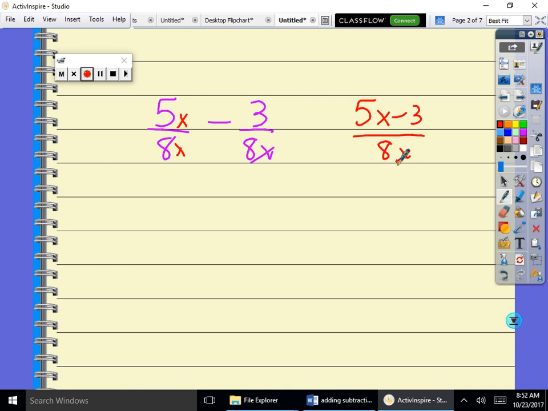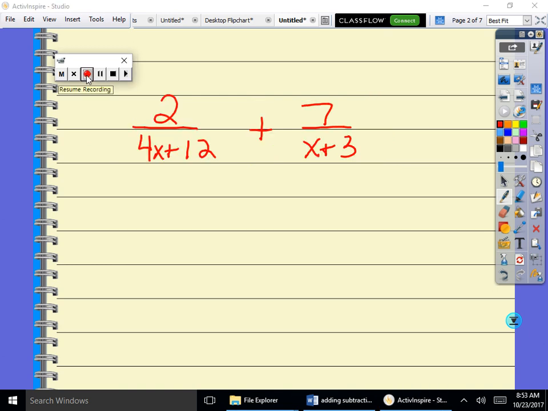Okay. Now, number 2, I would like you to take a moment and I want you to factor the denominator of the first fraction. Okay, so how do I break apart 4x plus 12? That is 4 times x plus 3. Oh, look at this fraction over here. What do I have? X plus 3, so what am I missing? So I multiply the top and the bottom by 4.